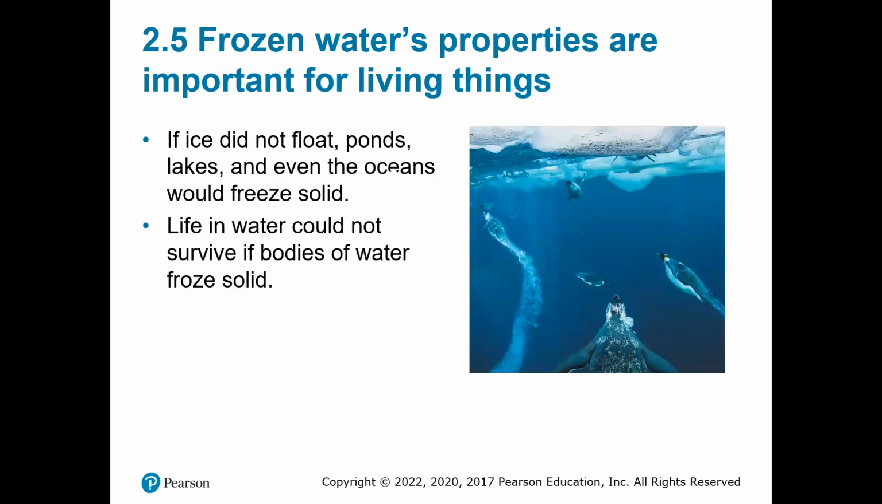So if ice didn't float, the stuff underneath it would freeze. The layer of ice on the top of things like ponds or oceans actually provides a layer of insulation. So it keeps what's underneath from freezing solid. So the penguins might die if there wasn't ice on the top of it.